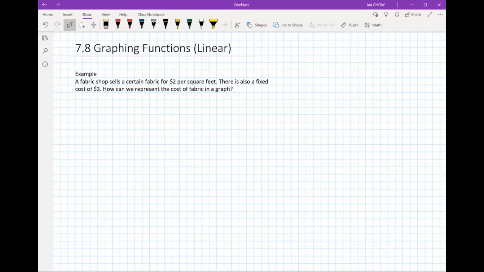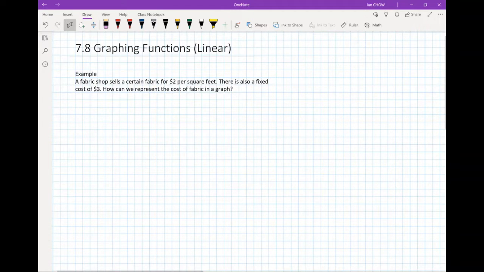Today we're going to continue on with graphing functions, especially linear functions. Previously you've learned how to graph this before, but today I'm going to teach you a technique that will save you a lot of time, and also it will be a lot easier in graphing these functions. But before we get started, let's look at this example over here.